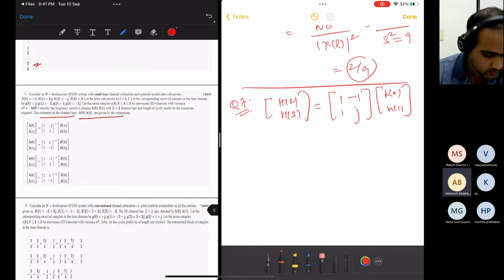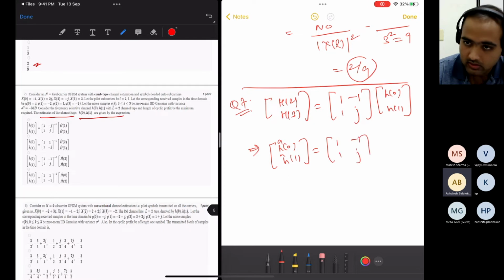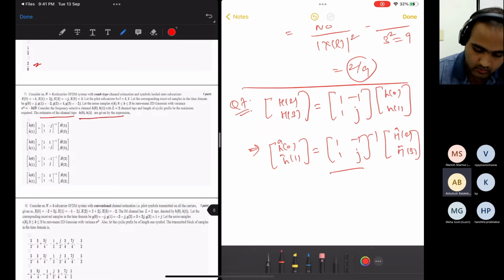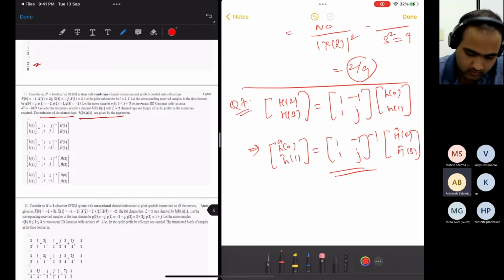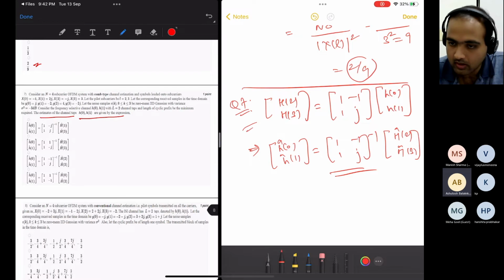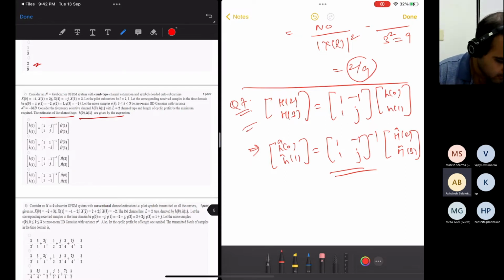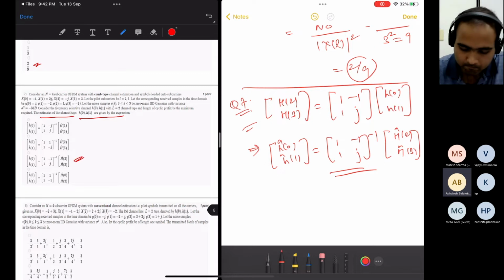So what you will have is H hat 0, H hat 1 will be the inverse of this matrix, right? 1 minus 1, 1 j inverse, times H hat 2 and H hat 3. So you can look in the class at the 4 equations, and you need to solve those 4 equations, and you will be getting this matrix, and you just need to invert that matrix, and so the answer is C.